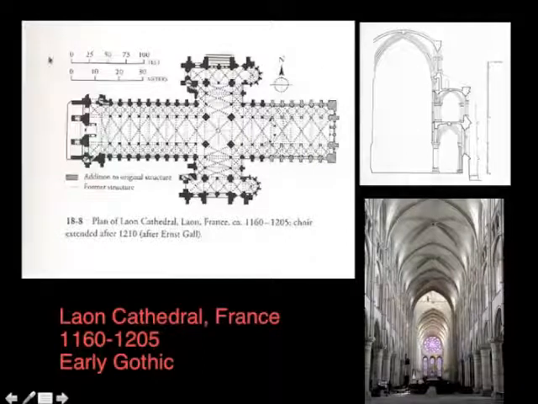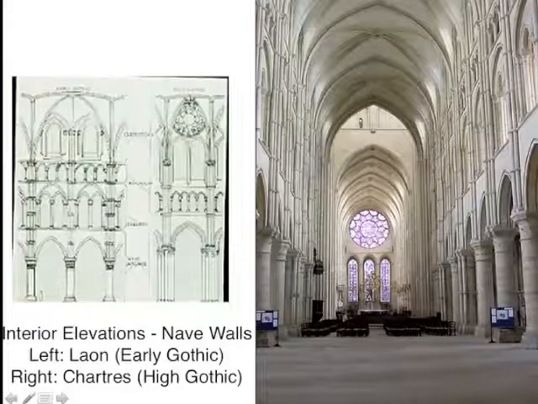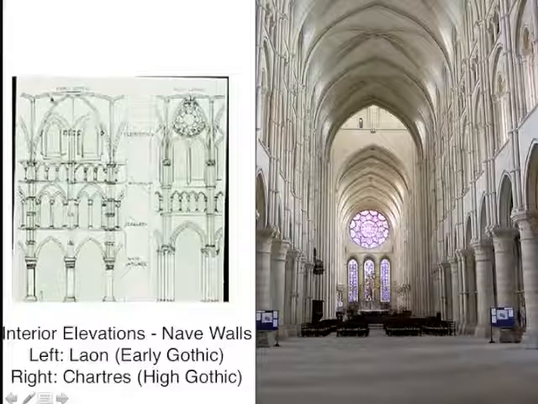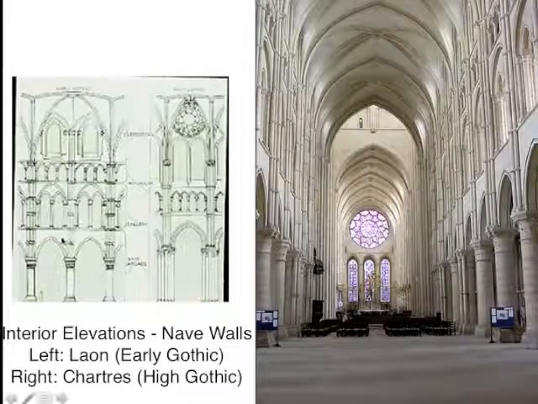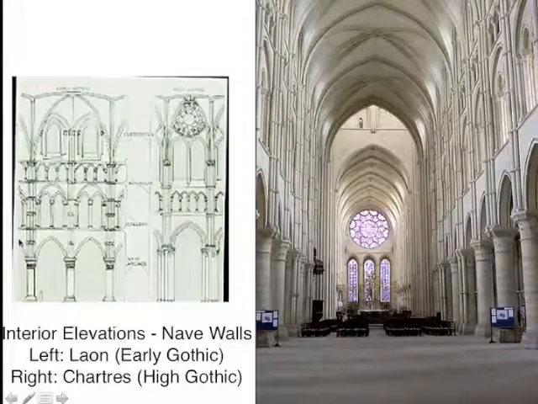So here's Laon Cathedral. And as I said before, Laon is early, and it still has a fairly emphatically expressed transept, although we'll see in some later churches that the transept gets smaller. And this is the section through Laon Cathedral. And we see a couple of things here. One, we see that the wall is articulated into 4 parts. We have all these different little bits of stuff.